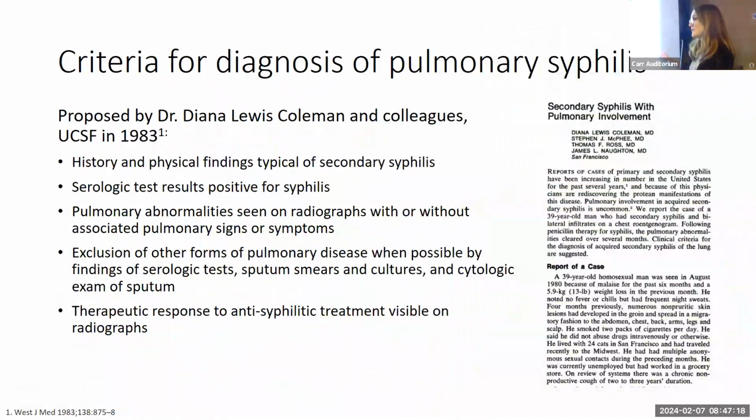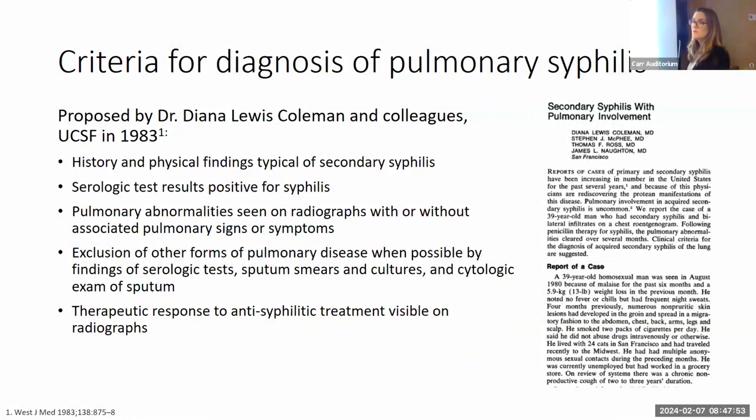Which brings me to this. I wanted to include this because it is from a UCSF physician. So this physician, Dr. Diana Lewis Coleman, and her colleagues, she was training at UCSF in the 1980s, and she actually had a case report of this, a patient who she saw in the 1980s. So this even predates the people describing HIV. And she proposed criteria for diagnosing pulmonary syphilis that included history and physical findings that were suggestive of syphilis, positive serologic tests, pulmonary abnormalities on imaging.